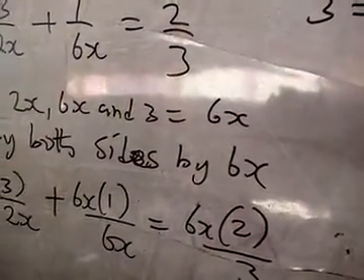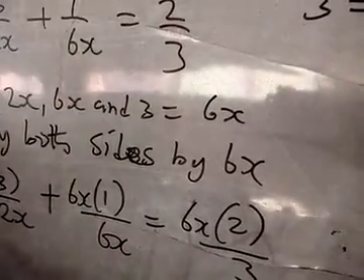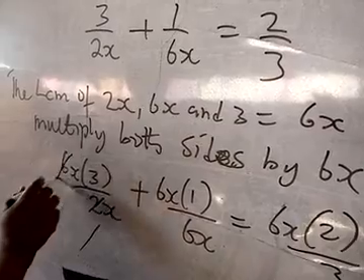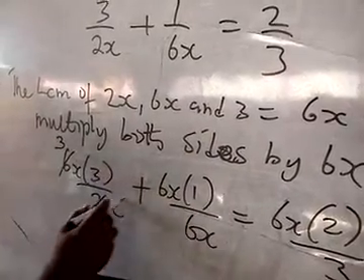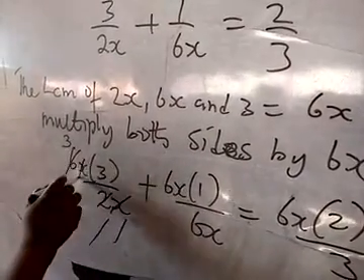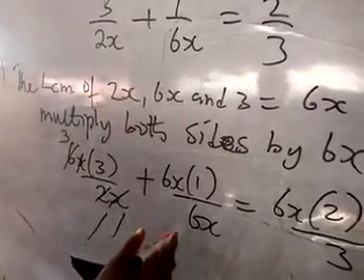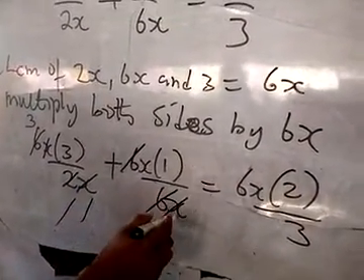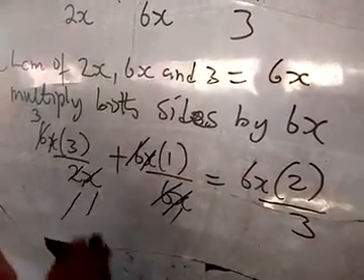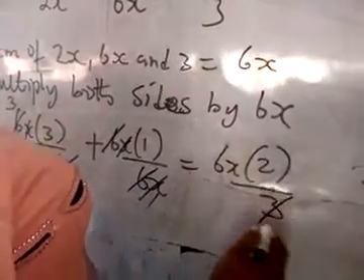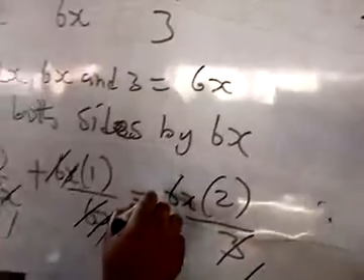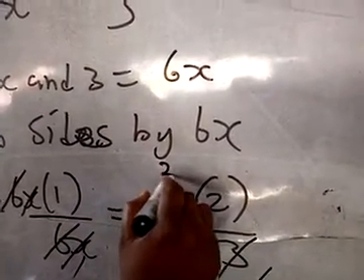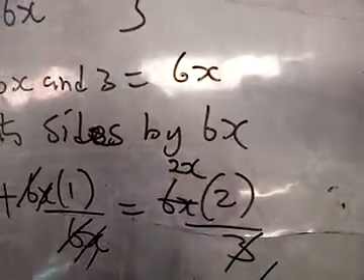Okay. So 2 cancels itself, 1. Cancel this, you have 3. x cancels itself, 1. Cancel this, you have 1. 6 cancels itself, 1. x cancels itself, 1. 3 cancels itself, 1. 3 cancels into 6x will give you 2x.